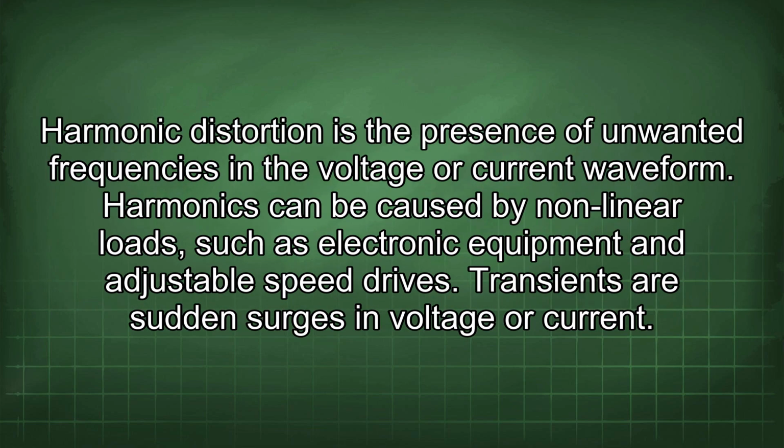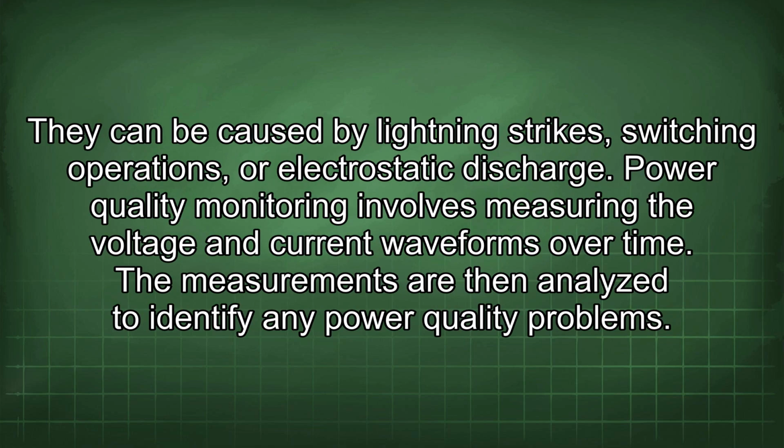Harmonic distortion is the presence of unwanted frequencies in the voltage or current waveform. Harmonics can be caused by nonlinear loads such as electronic equipment and adjustable speed drives. Transients are sudden surges in voltage or current. They can be caused by lightning strikes, switching operations, or electrostatic discharge.